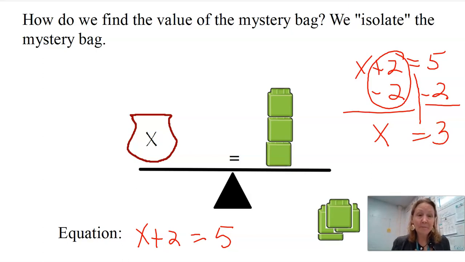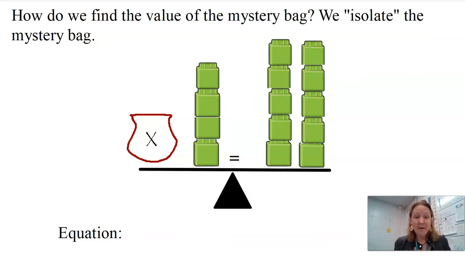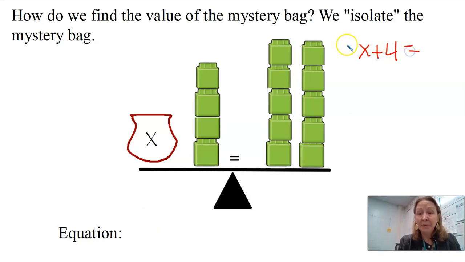All right, let's do another one. So now this time I have, see how you have 4 on this side? So my equation, I'm going to write it over here just to give me room, is x plus 4 equals, well, 5 plus 5 is 10. So what I'm going to do is, I need to get the mystery bag by itself so that I know what it weighs.